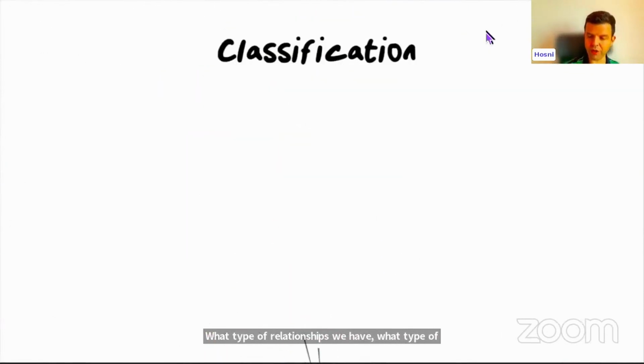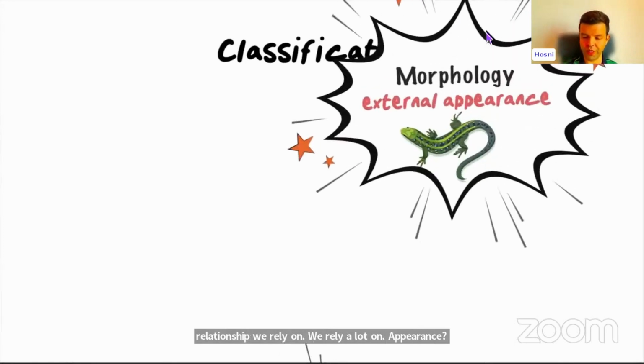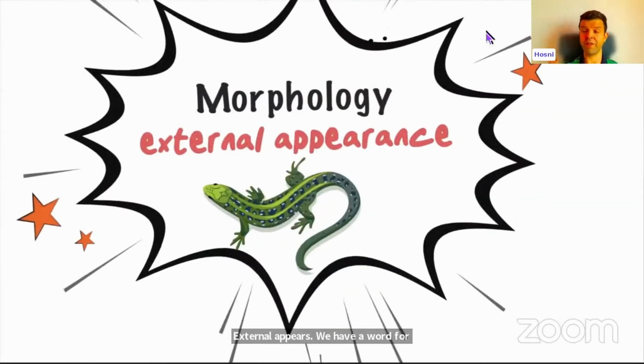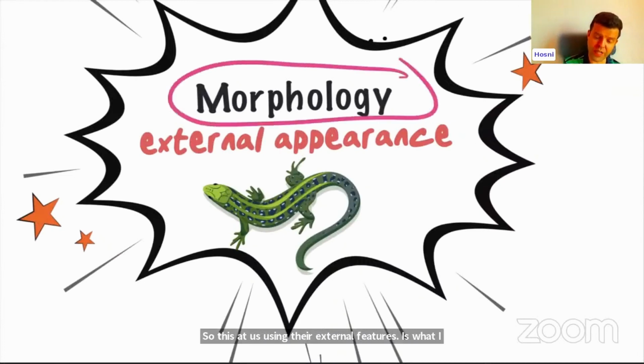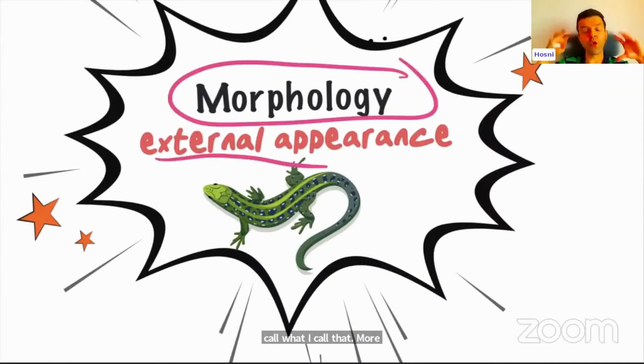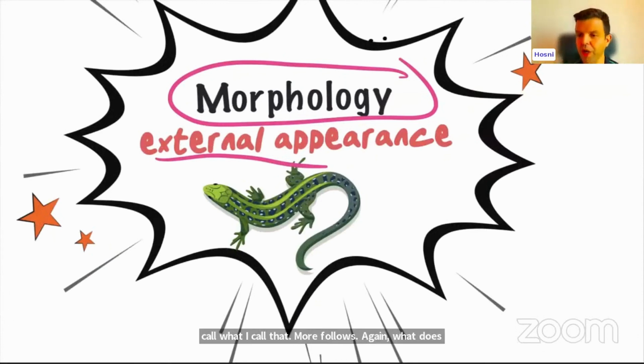We rely a lot on appearance, external appearance. We have a word for that: morphology. Again, if I find animals that have dry skin, if I find animals that have scales on the body, I put them all in one group. So this, us using their external features, is what I call morphology. Morphology is when we use the outer part of the body, the external features, to classify, right?